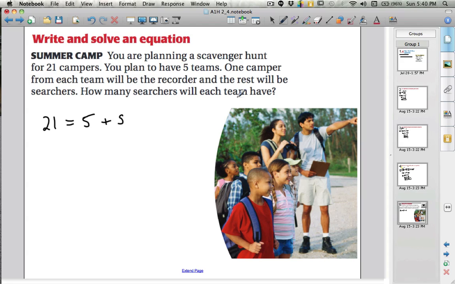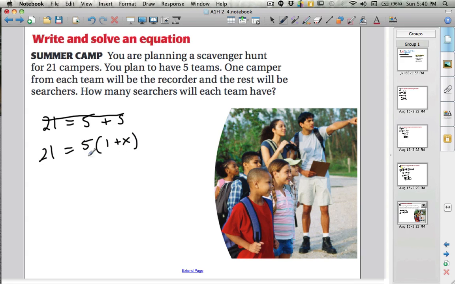So if we want to know how many searchers each team will have, that gets a little complicated, right? First off, it's not going to come out even, is it? But I could figure out what they're going to average. So this probably is not the equation I want to use. So if I have 5 teams, and they're each going to have 1 recorder plus x searchers, the total has to equal 21 people.